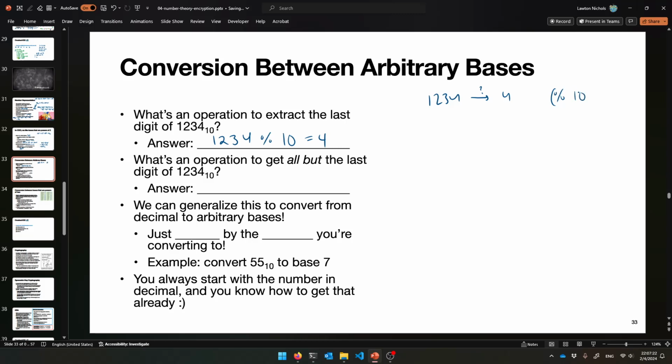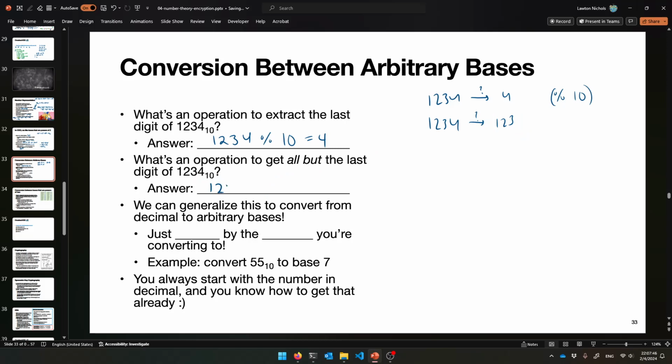And then now if only I could do the same, 1,234, turn it into 123 with some operation, because then that kind of chops off the 4, and then I can get the rightmost digit of that, and I can keep on redoing this process. Okay, so how do you get all but the last digit of 1,234? How do you turn it into 123?